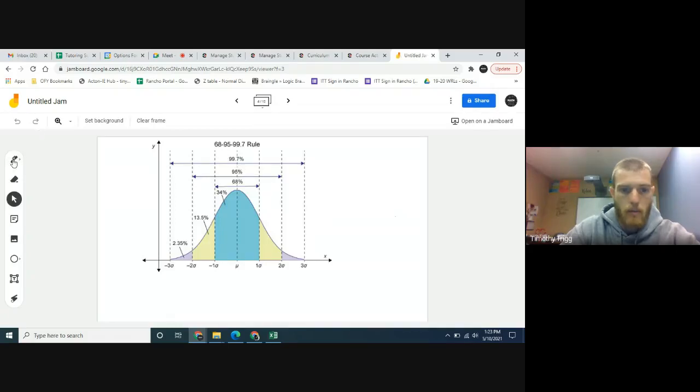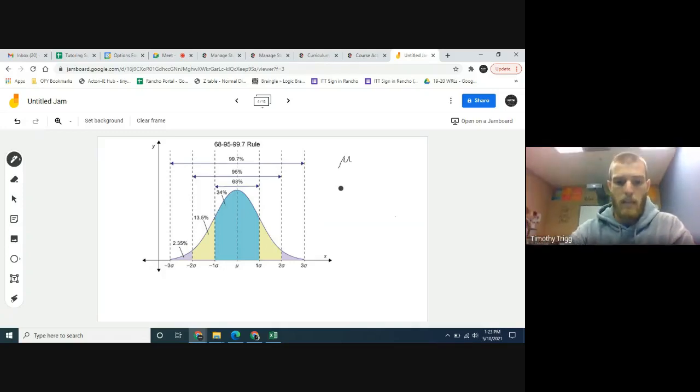Okay, so this thing right here on the bottom, this symbol mu, this is the Greek letter mu, and in this instance, it represents the mean or the average of the population. So that's what mu represents. And then the other symbol you'll see that you may not be used to is this one right here. And this one's sigma. And this represents the standard deviation of the population.